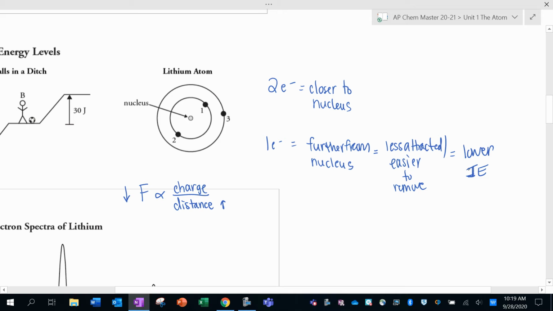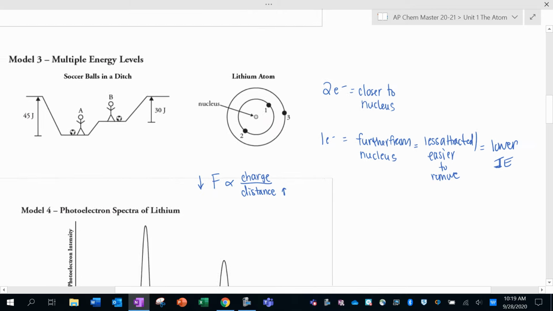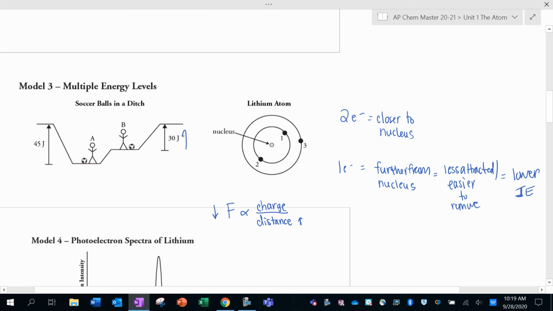We use IE as the shorthand for the ionization energy. And the ionization energy is analogous to this energy right here. It's the amount of energy required to remove the electron from the atom. It's similar to the amount of energy required to remove the ball from the ditch. The ones further from the nucleus are less attracted to the nucleus and easier to remove. You're going to observe a lower ionization energy. The two electrons that are closer to the nucleus are going to be harder to remove. They will require more energy, so you're going to see a higher ionization energy.